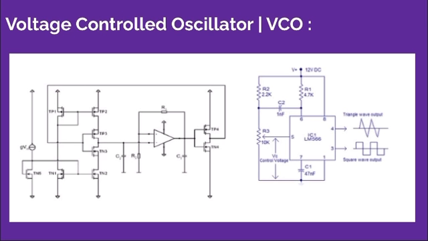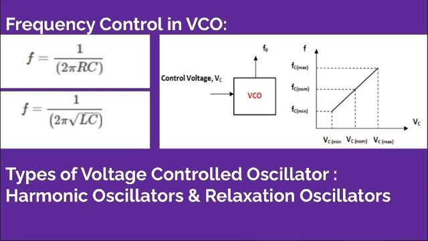Let us see how frequency is controlled in this voltage controlled oscillator. Many forms of VCOs are generally used. It can be an RC oscillator, a multivibrator oscillator, or a crystal oscillator type. For an RC oscillator, the oscillation frequency of the output signal is inversely proportional to the capacitance, as we see here, F is equal to 1 by 2 pi RC. For example, in the case of an LC oscillator, the oscillation frequency of the output signal will be F is equal to 1 by 2 pi root over LC.